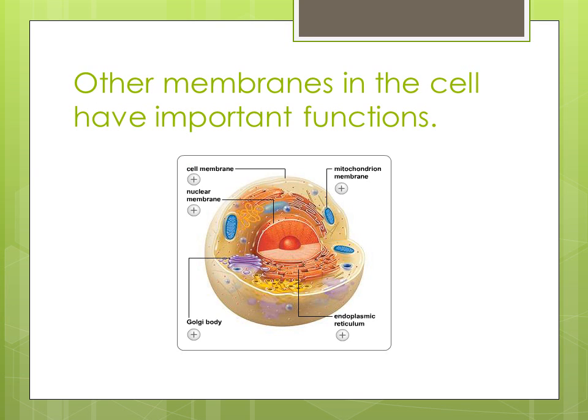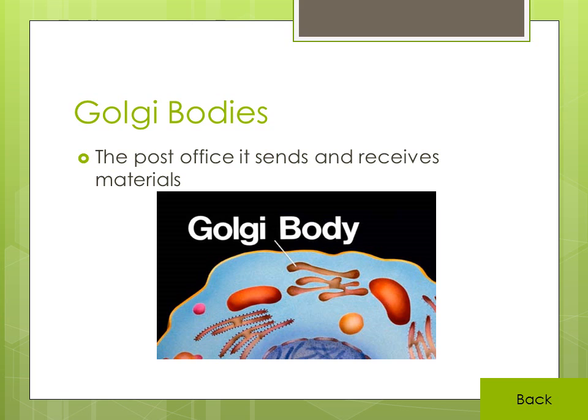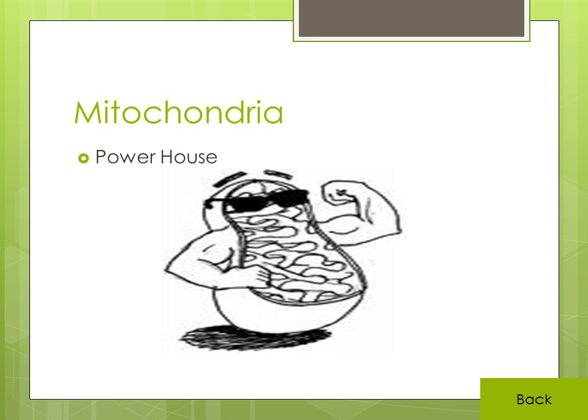Okay, and there are other membranes in the cell that we're briefly going to talk about. We talk about more detail in other videos, but the mitochondrion, the endoplasmic reticulum, the Golgi body, and the nuclear membrane. Endoplasmic reticulum is the highway. It transports materials from one place to the other, and the ribosomes are attached to the endoplasmic reticulum. They can also be loose, but they're mostly on the endoplasmic reticulum. The Golgi bodies, it's the post office that sends and receives materials. It's where information comes in and goes out. The mitochondria is the powerhouse. It gives the energy. It's big, strong.